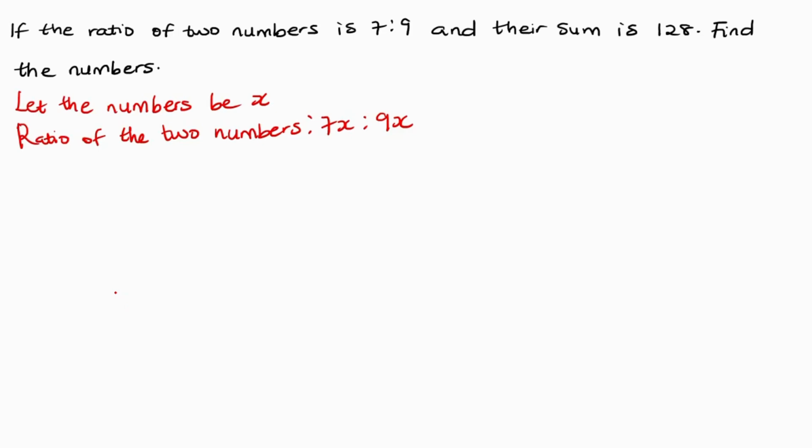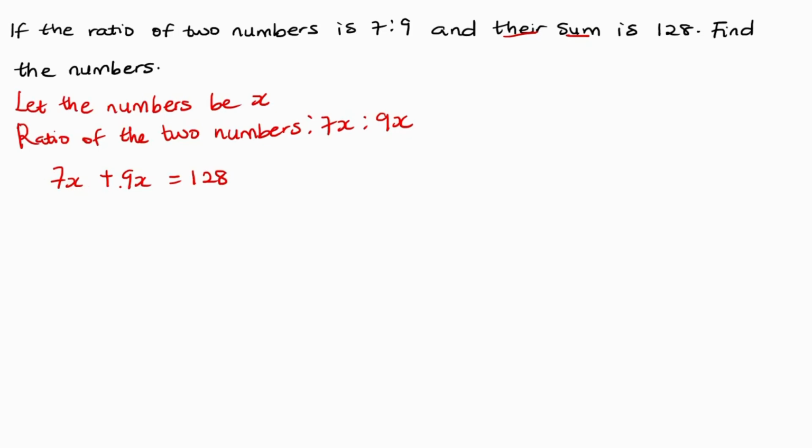Next, the next part says, and their sum is 128. So that simply means we are adding the numbers together. So we have this to be 7x plus 9x is equal to 128 from the question that says their sum is 128. That simply means adding the two numbers is going to give us 128. So from this, let's simply calculate for x.